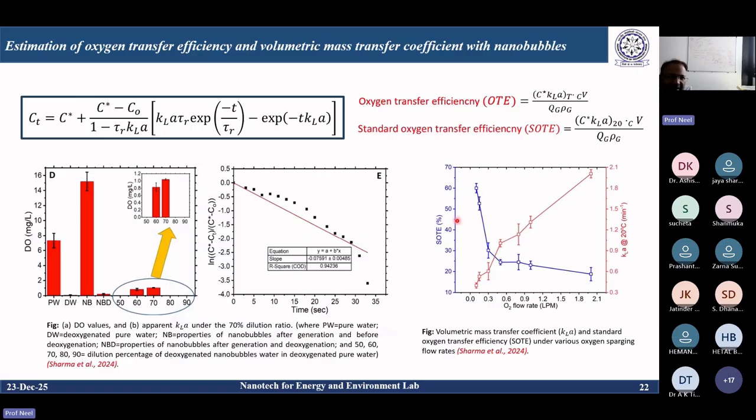Several theories we have proposed, we have measured the mass transfer rate, and we have done a lot of other experiments like measuring SOTE, oxygen transfer efficiencies. These are the typical characteristics of the mass transfer using nanobubbles, right?